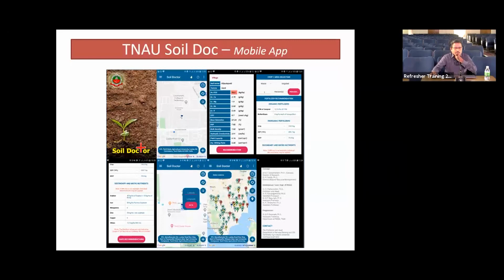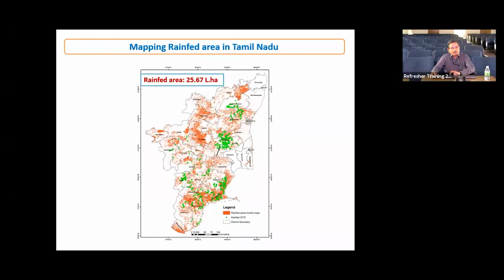In order to disseminate this soil information, we have developed a mobile application, namely Soil Doc or Soil Doctor, and this is available in Google Play Store. Anybody can use this. Once you install this app and locate your place, you can get the soil information for the place where you are standing, preferably for an agricultural field. And we have also mapped the rainfed area in Tamil Nadu recently. We calculate about 25.67 lakh hectare under rainfed.